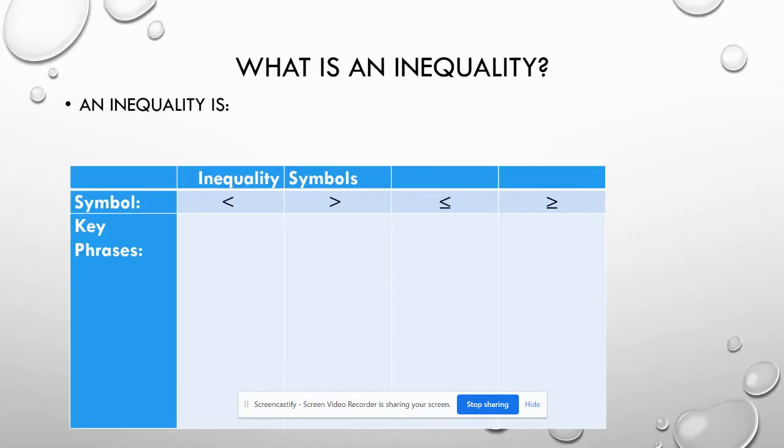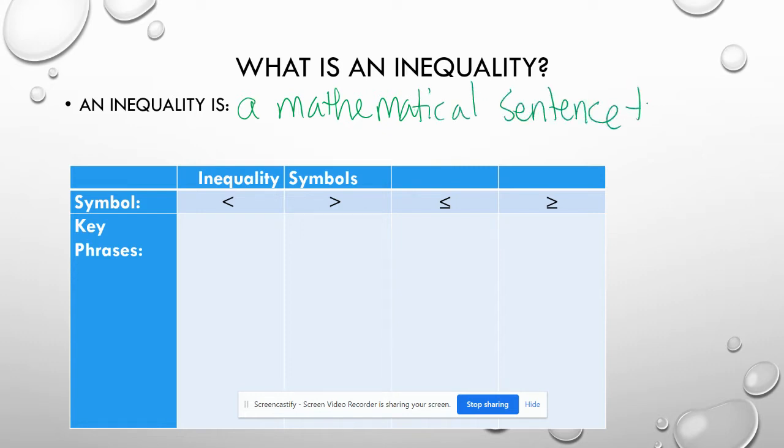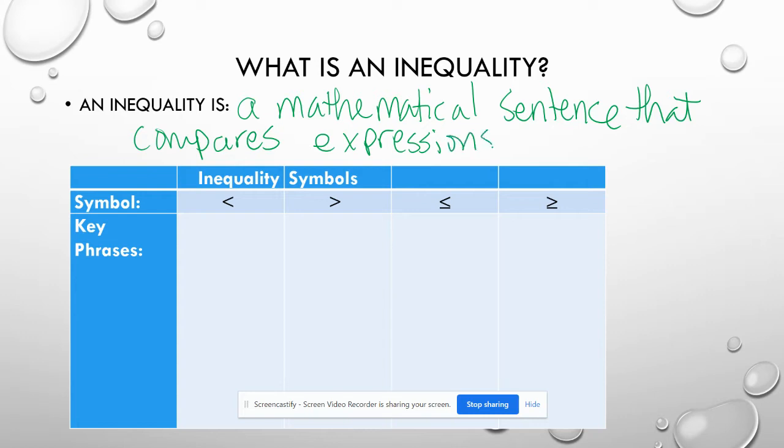Let's talk about inequalities. An inequality is a mathematical sentence that compares expressions. Our inequality symbols are less than, greater than, less than or equal to. Remember, it changes because of the little line underneath there. And greater than or equal to.